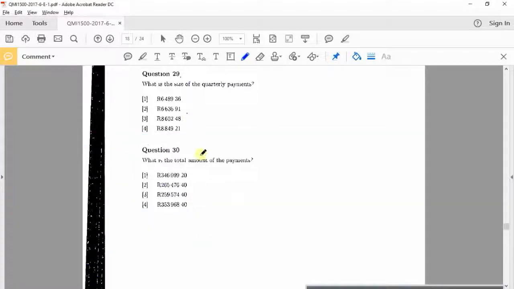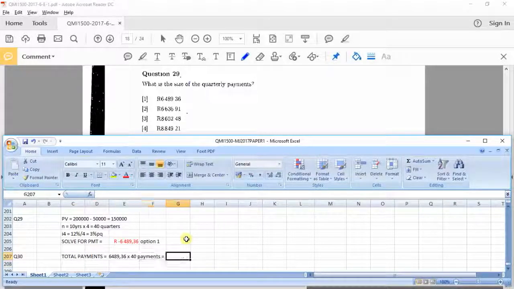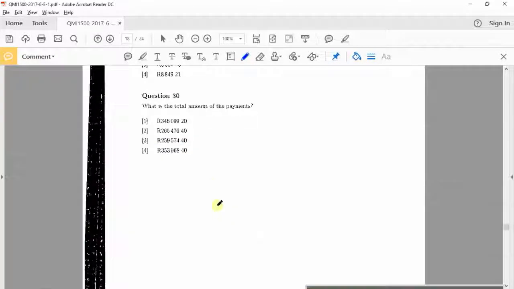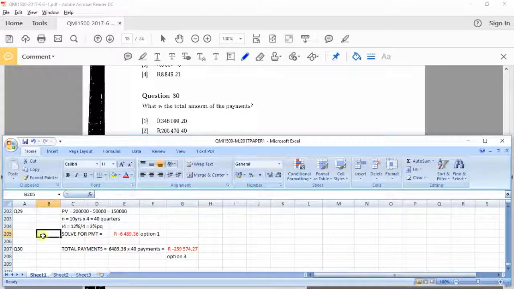Now use amortization to get the question 30. What is the total amount of the payments? Oh, we actually don't need amortization. Question 30. Total payments equal. What is the payment? 6489.36. How many payments are you making? 40 payments. So this times 40 gives you 259,574.27, option 3.